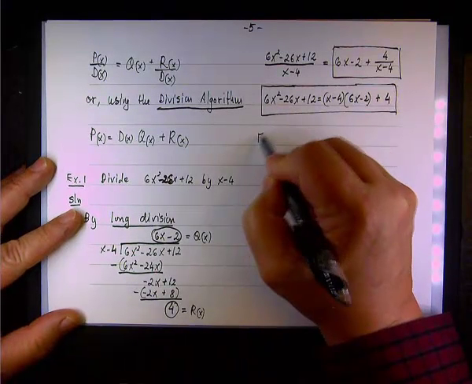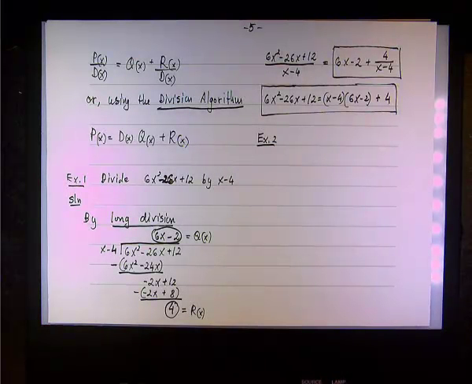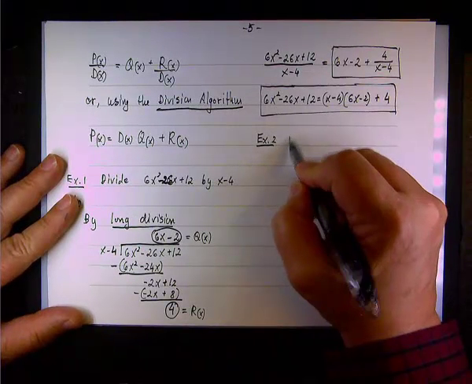I'll do example 2 twice. First I'll perform long division and then I'll perform synthetic division. The results are supposed to be the same, but we'll see the difference between the two techniques.